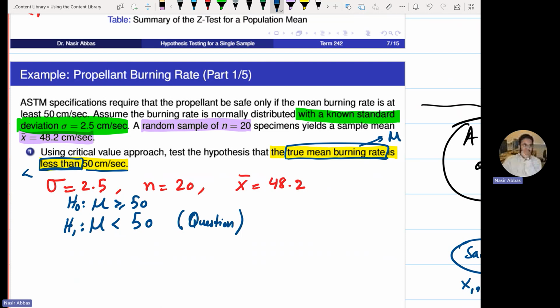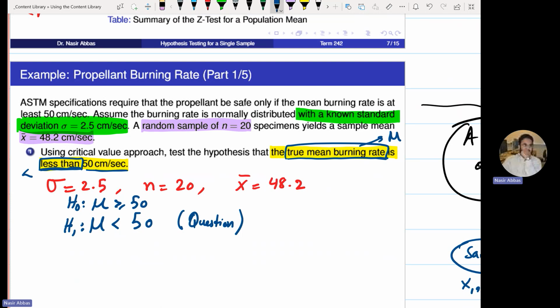Number one, read the question. Number two, write the question statement in terms of a hypothesis. Number three, write the opposite of this hypothesis. And number four, the one that contains equal sign, call it H naught. The one without equal sign, call it H1.